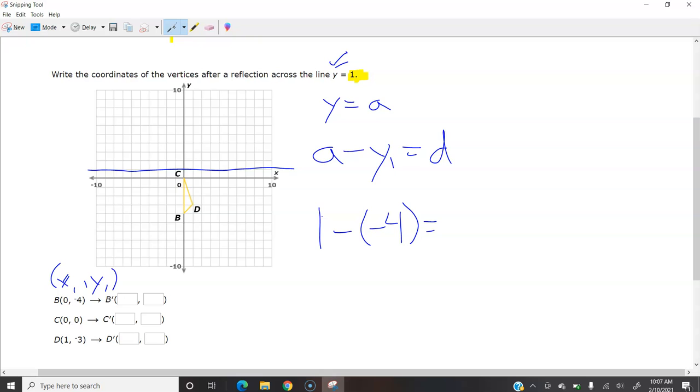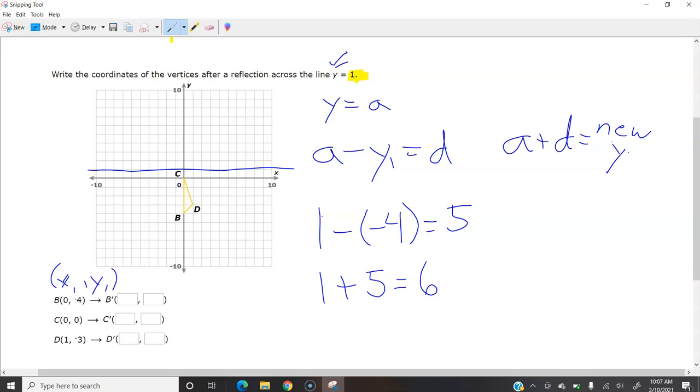1 minus a -4 would be 5, okay? So we are a distance of 5 away. And then what we need to do is take our 1 again and add 5 to it, okay? So we would get that we end up at 6. So basically we're taking A, adding our distance to get our new y, okay?